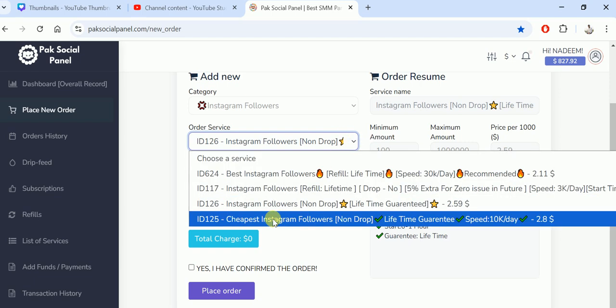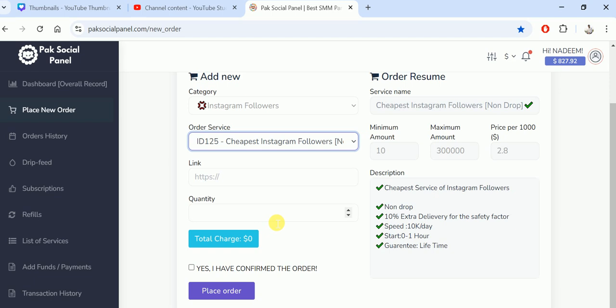Then we will see the 125. This is the cheapest Instagram follower, but the price is $2.8. Minimum amount is 10. Non-drop, 10% extra delivery. That's why $2.8, which is a little bit higher compared to previous prices, but 10% extra delivery for the safety factor.